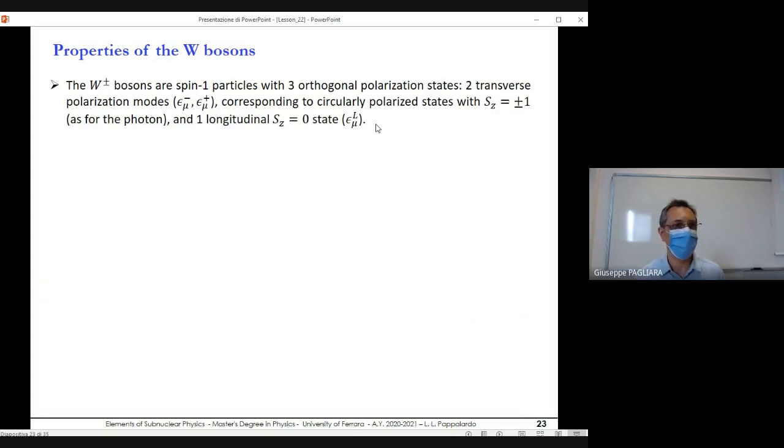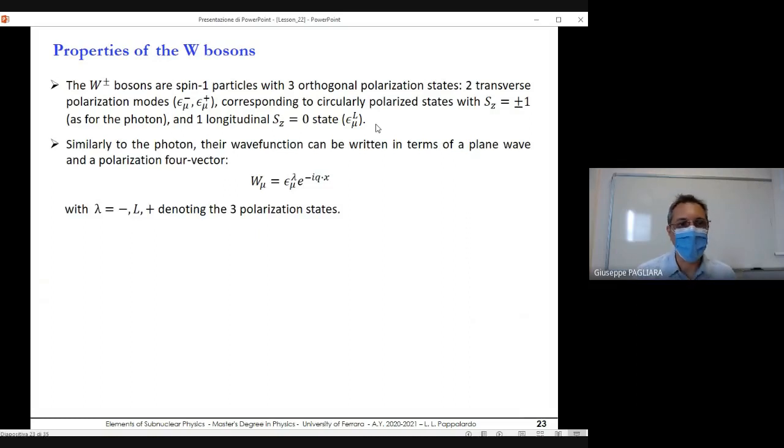next week. And we will understand that this is obtained through the Higgs mechanism and is related to the fact that the W is a massive boson, whereas the photon is not. So the mass of the W requires this additional polarization state. Now, similar to the photon, we can write down the wave function of the W as a plane wave times this polarization vector, where the index lambda takes into account the 3 possible polarization states, minus, plus, and longitudinal.